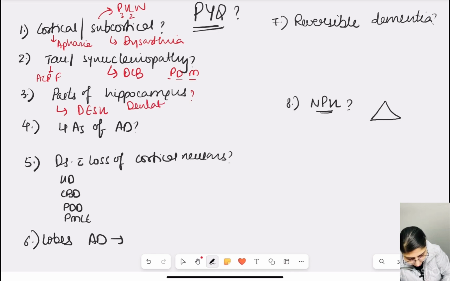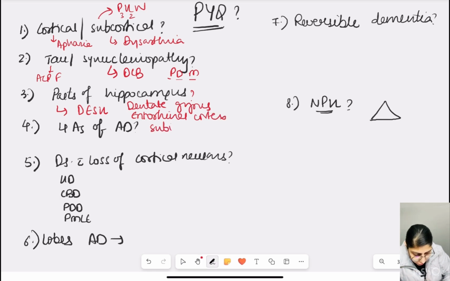So we have a dentate gyrus. Please remember dentate nucleus is a part of cerebellum, but dentate gyrus is a part of hippocampus. So dentate gyrus, we have entorhinal cortex, we have a subiculum, and we have a hippocampus proper, right?